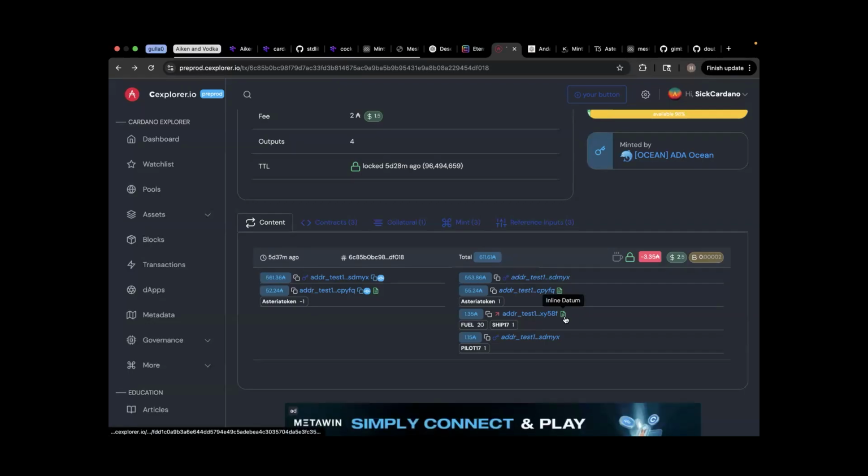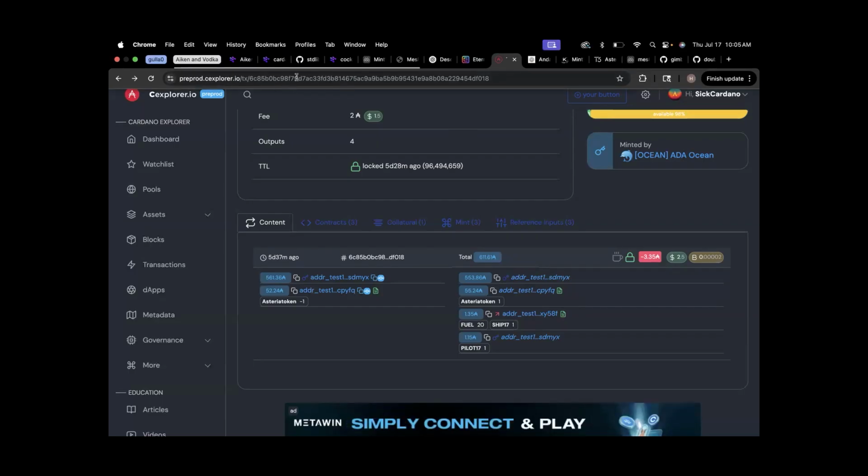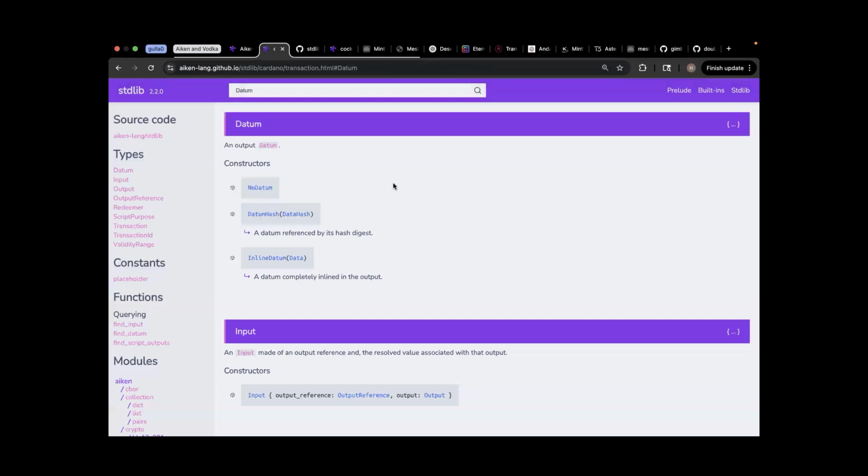UTXO. And the hash of a datum is just the hash. You cannot read the actual value of the datum, but you can only read the hash. Are you familiar with the hash? Hash is a one-way function. As in, if you have a hash, you don't know what the original data is. Does that make sense?